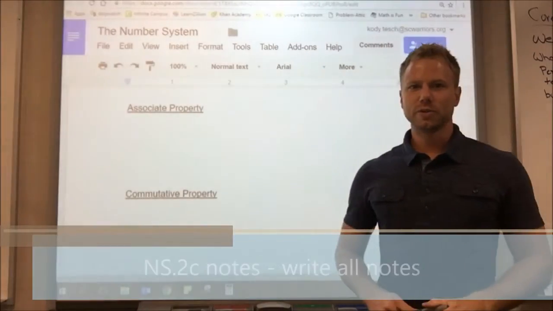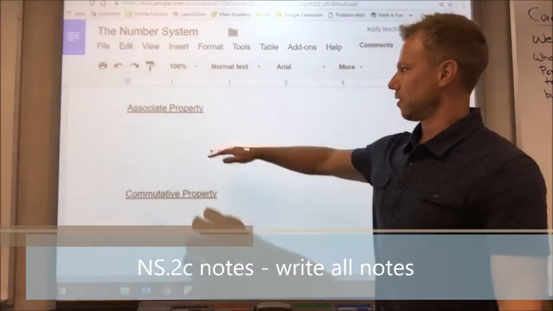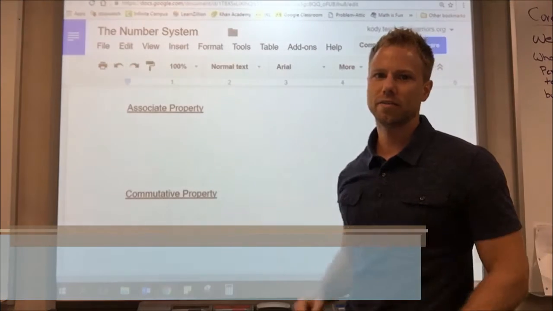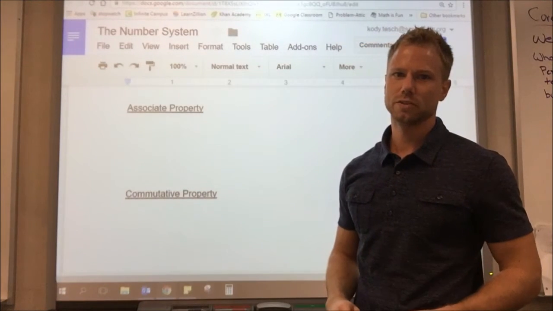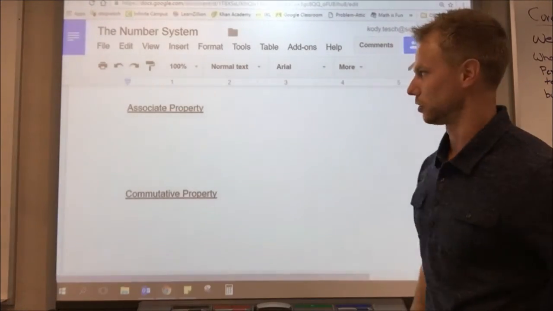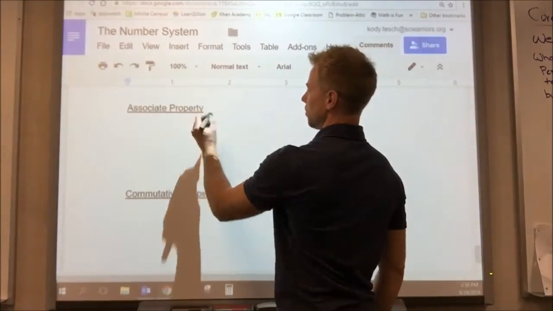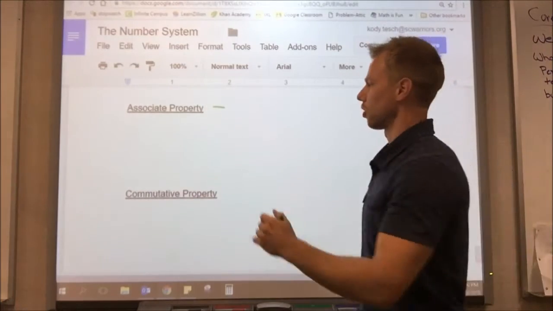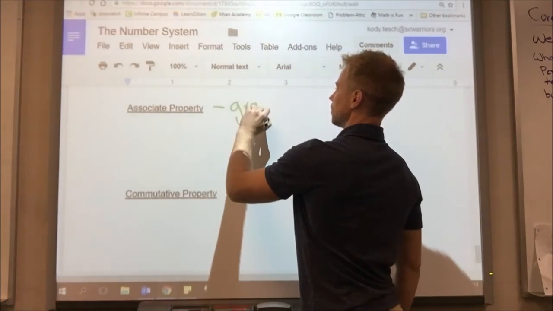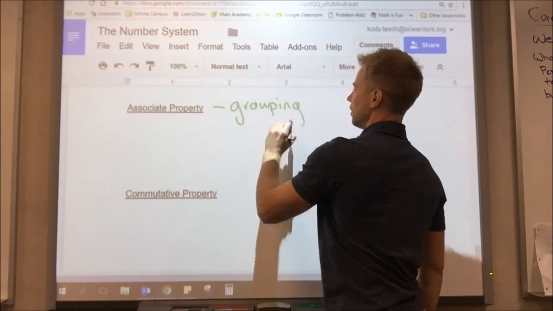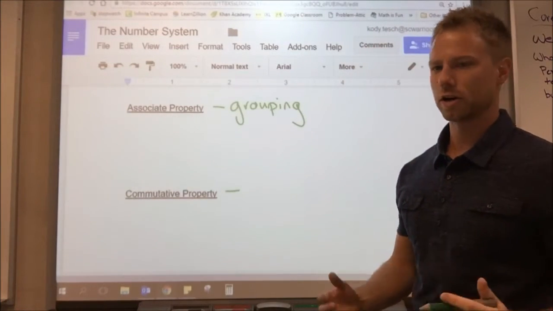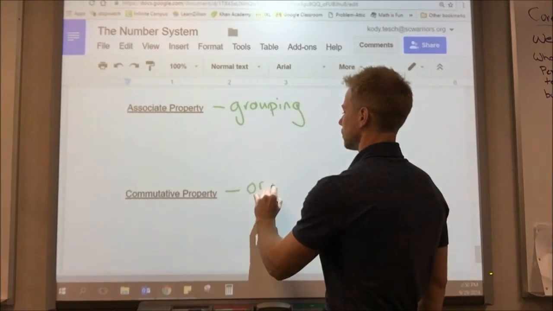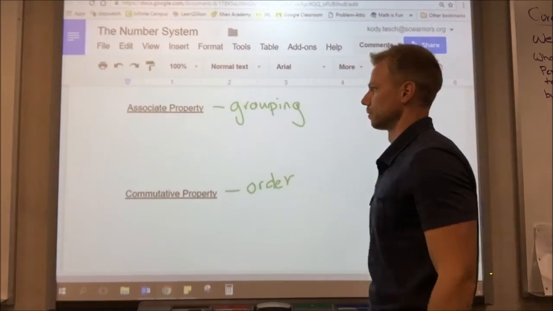Okay, a couple properties to be aware of as you work through your practice. We have associative property of multiplication and addition, and commutative property of addition and multiplication. Associative has to do with how things are grouped, so I'm going to say grouping, and commutative has to do with the order in which things are placed. So that has to do with order.